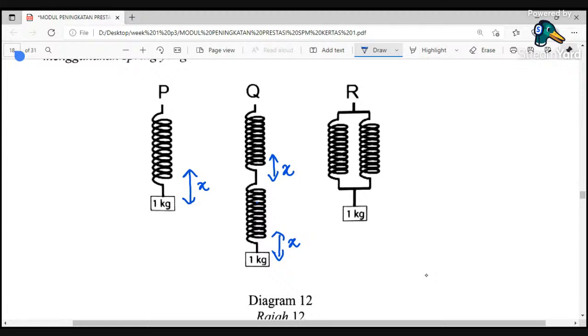Okay, let's say for the first spring P, the extension is x. For the arrangement Q, the total extension will be x plus x, 2x. Okay, and then for R here, now sharing the same load, meaning the load will be divided to half. The weight divided to half. Let's say if here is 1 kg, or we can say about 10 Newton, means one spring here will take 5 Newton, the other one will take 5 Newton.